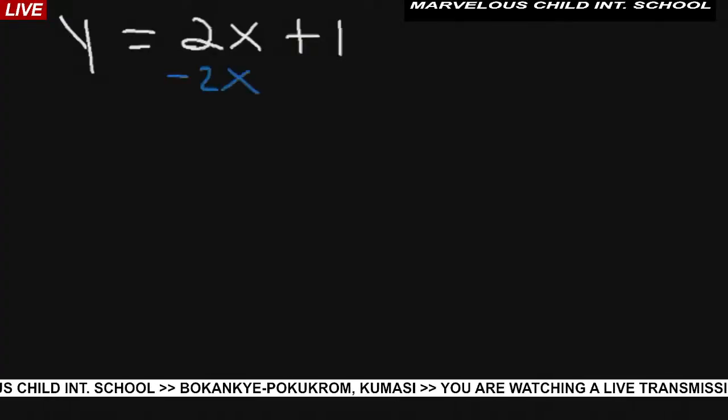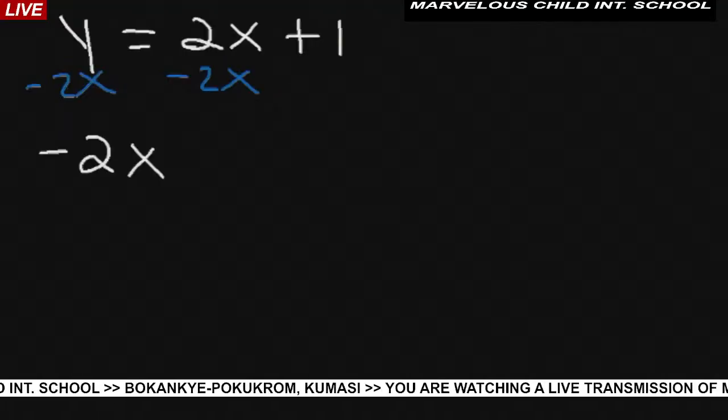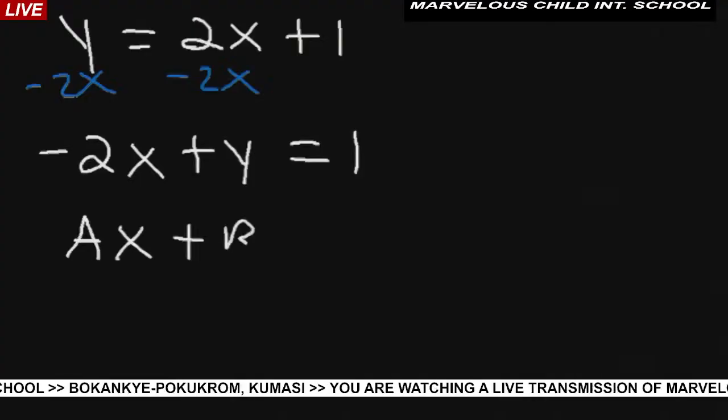Now to convert it to standard form, we simply need to get x and y on the left side of the equation. So let's subtract both sides by 2x. Therefore, the equation in standard form is negative 2x plus y is equal to 1. So now it's in ax plus by equals c form.